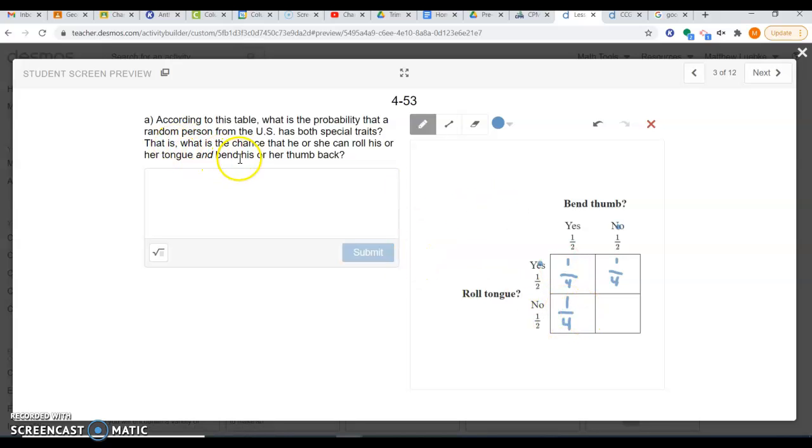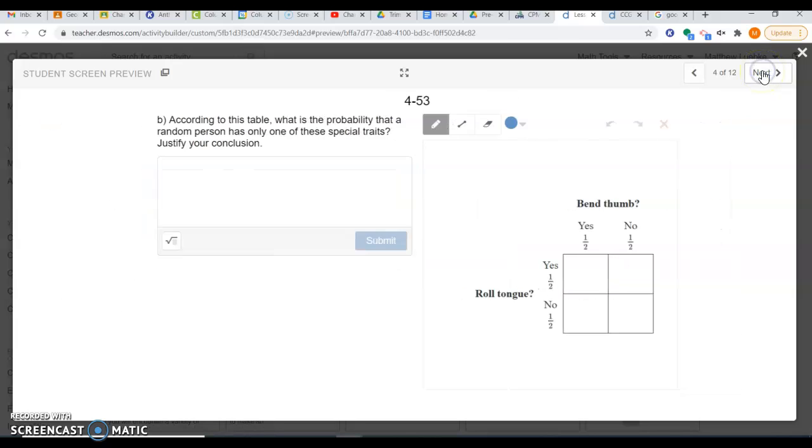And when it says and, so roll the tongue and bend thumb, that's a yes and a yes. And so we have 1/4, or 25% of people can do both, bend their thumb back and roll their tongue. So that's our first look at our area model. We'll go a little more in depth, a little more challenging as we go here.